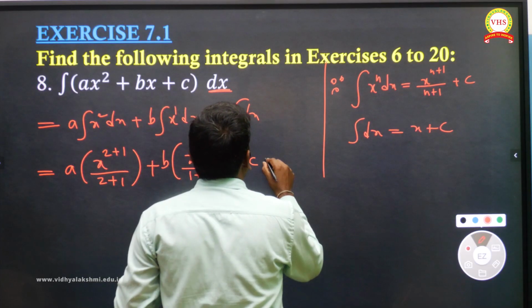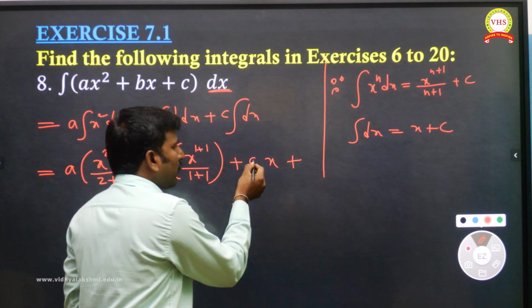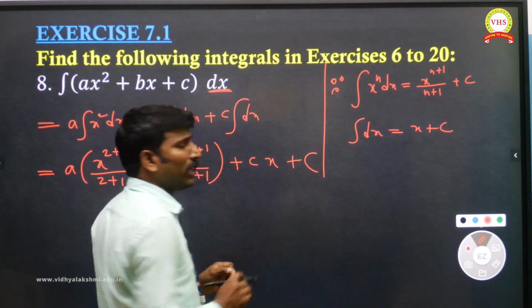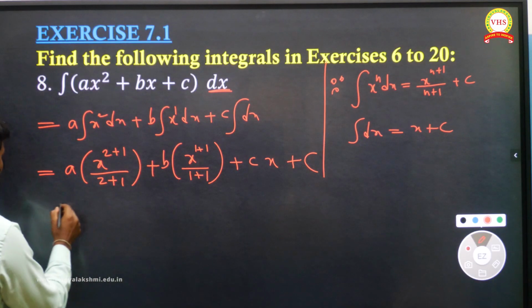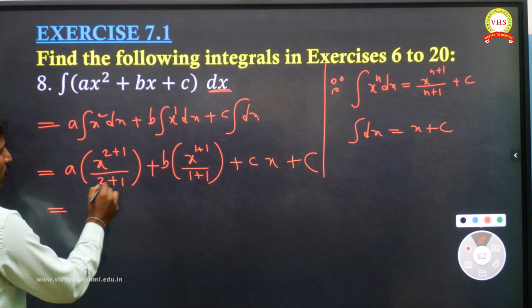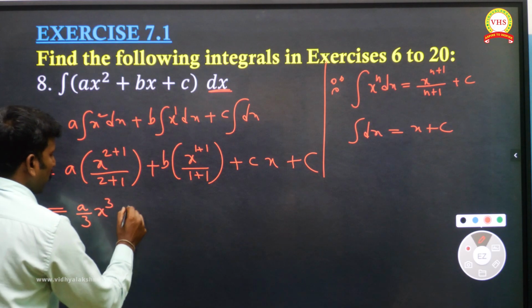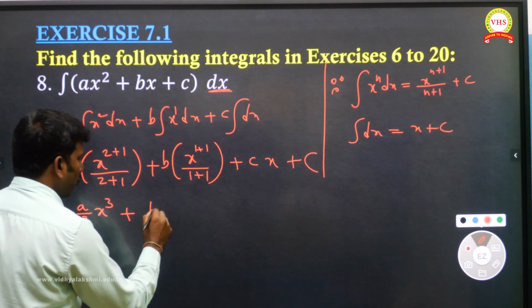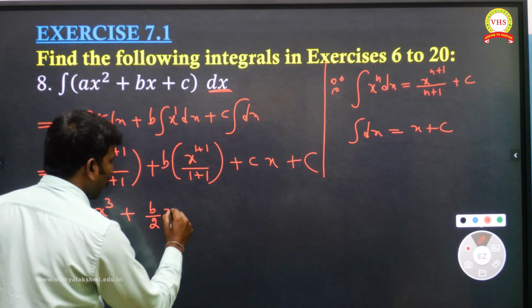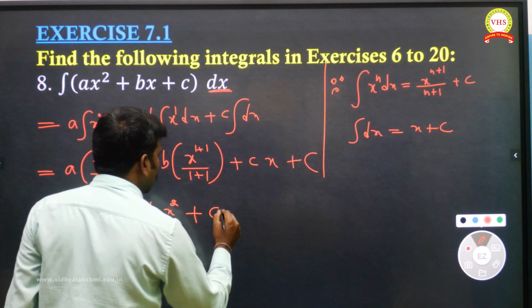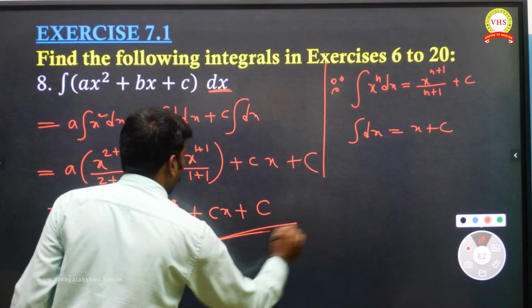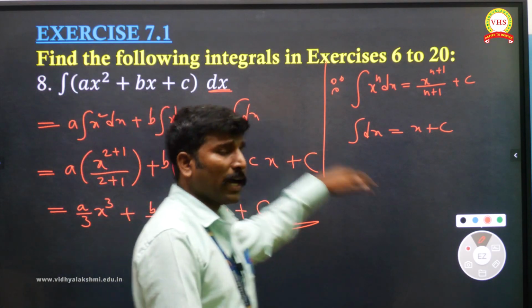Right, this is directly c x plus a. Already we have c, right? So capital C you can write, a little bigger. Okay, right, fine. Now if you simplify, it's over. So this is what? 2 plus 1, 3. So a divided by 3, x power 3 plus. This is what? 1 plus 1, 2. So b divided by 2, x power 1 plus 1, 2, plus cx plus capital C. Okay, that's it. Is that our required answer?